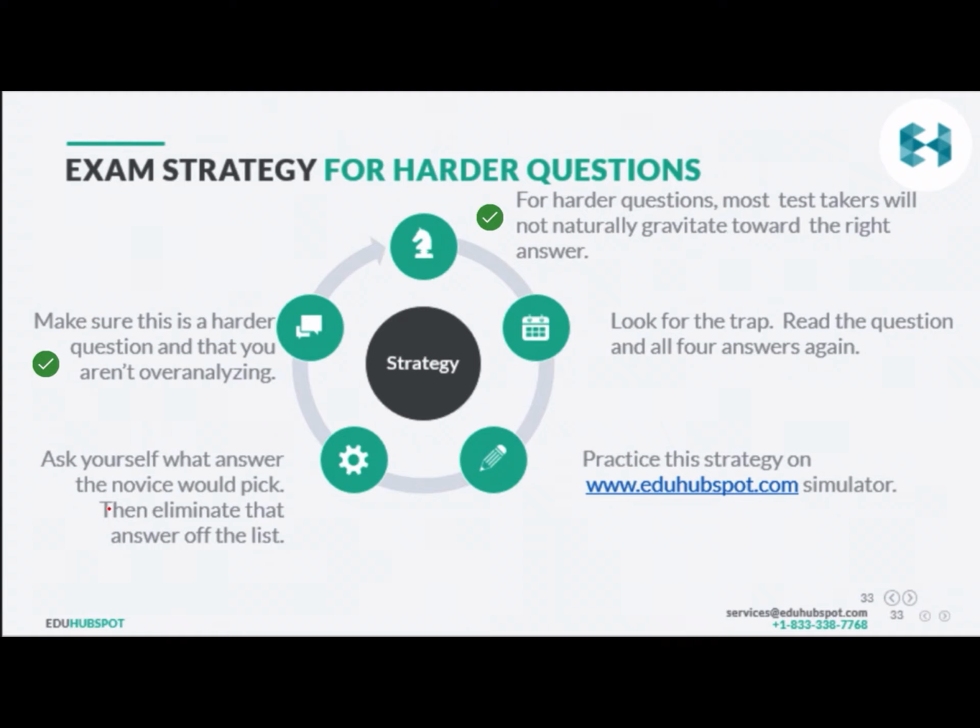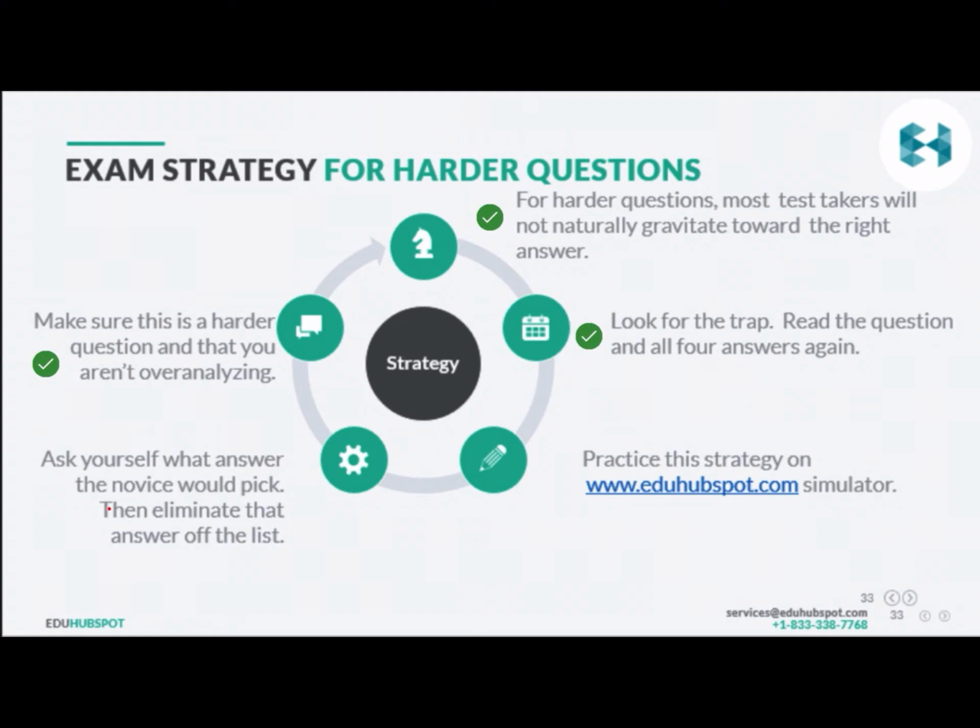Look for the trap, and read all the answer choices before you select the best choice. That's very important as well. Sometimes we read a particular option, let's say A, and I kind of liked it, and I will not even read B, C, D. That's the biggest blunder you make. Why? Because in the PMP exam, more than one answer choice could be correct. So you have to be very, very careful. Ask yourself what the novice would pick and then eliminate that answer choice.